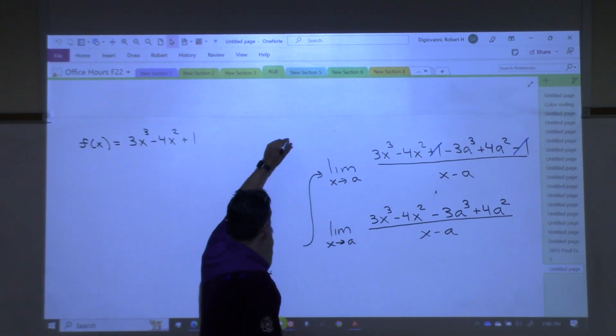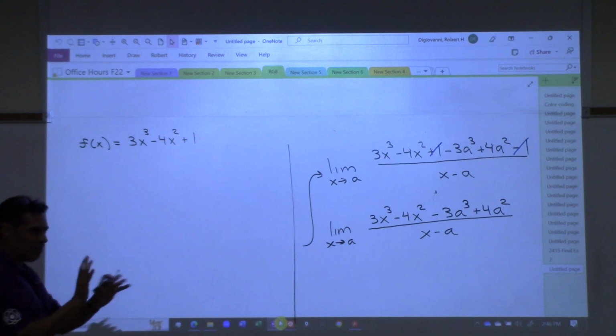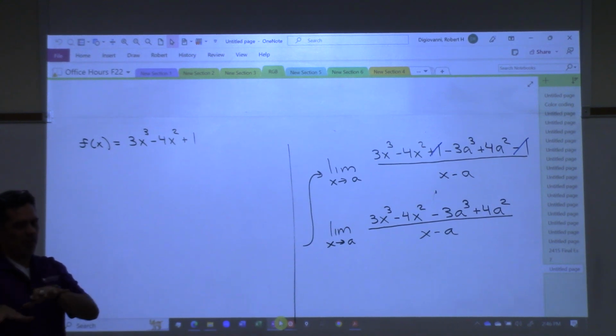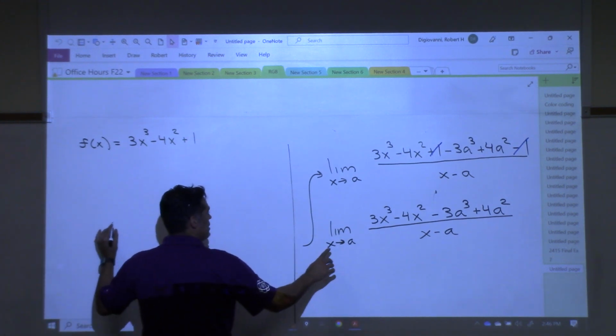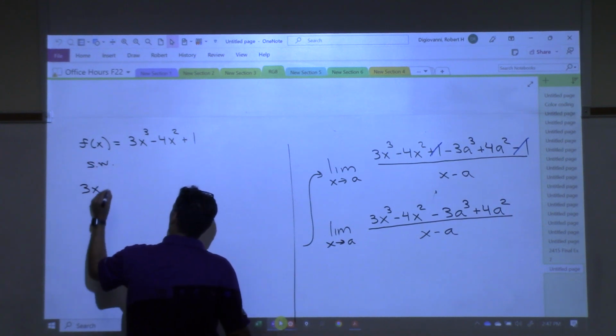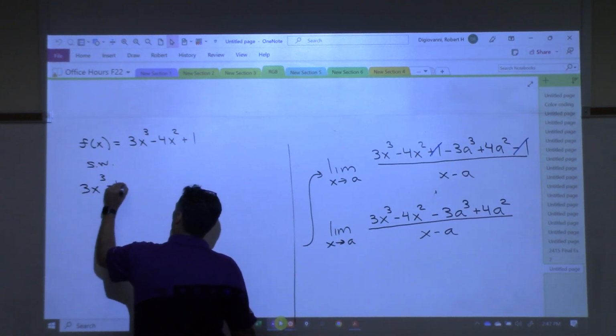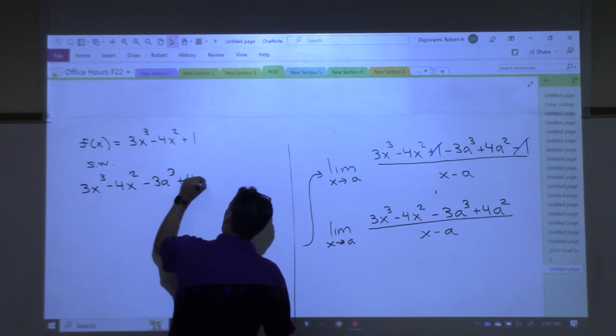Okay, so let's hit the pause button for a second, because we got to do some algebra here. There are different roads we can go down. So I'm going to take you down the wrong road first, so let's see why this isn't going to work. This is scratch work over here. If I take 3x cubed minus 4x squared minus 3a cubed plus 4a squared, like that.